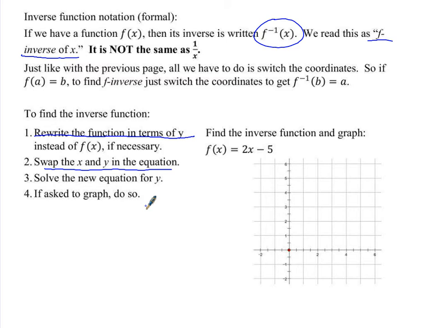So basically, write y equals the equation, swap the x and the y, so then you have x equals the equation, and then solve for y. So in this right here, we can graph this right now. Let's go ahead and do that. This is just a line, f of x equals 2x minus 5.